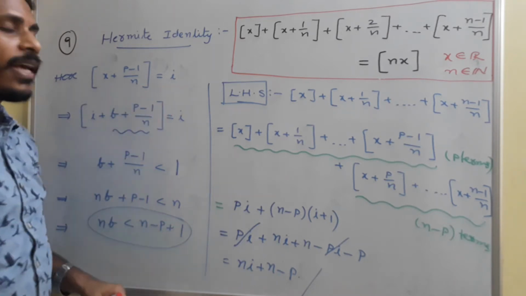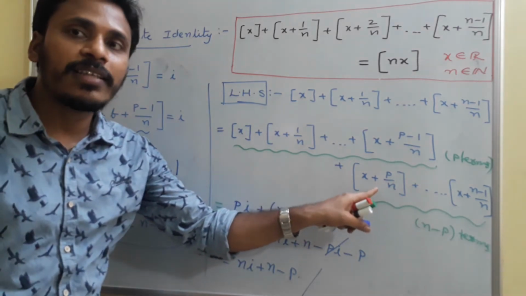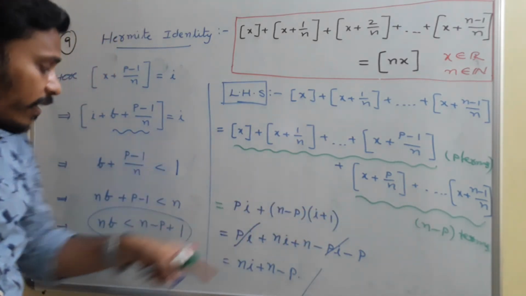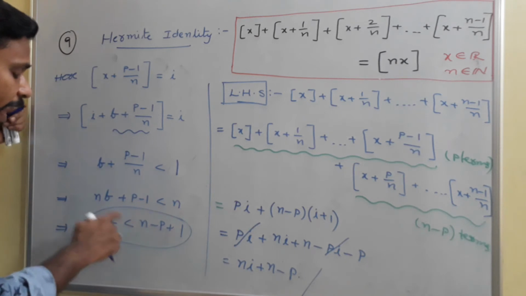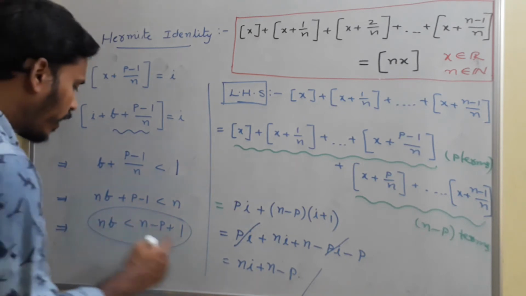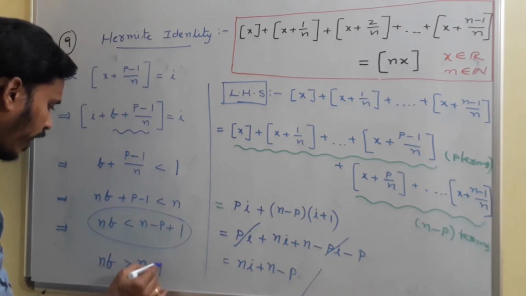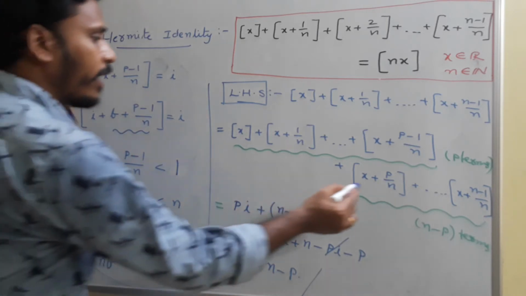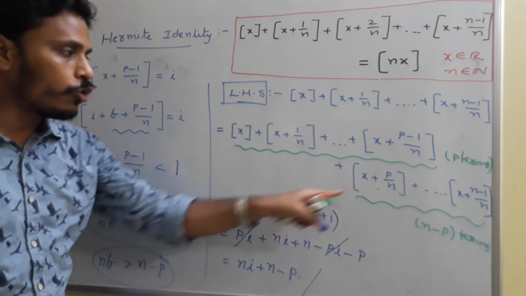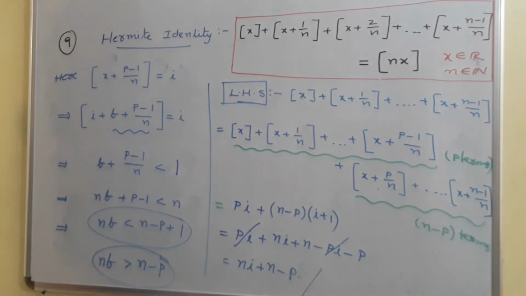That is if I treat it as i. Similarly, if you take this term as i plus 1, you will get a similar type of expression. There you will get that nf is greater than n minus p, just by taking this term as i plus 1. You just try for that. Take that step of x plus p by n as i plus 1 and then find that nf is greater than n minus p. Try it.